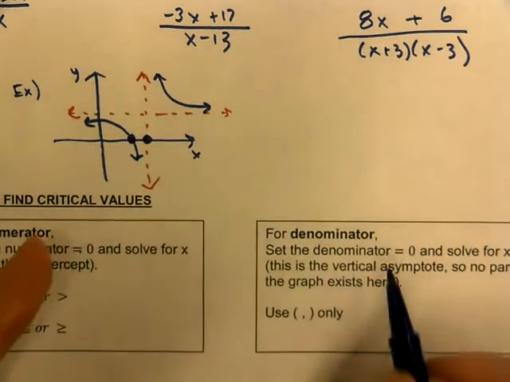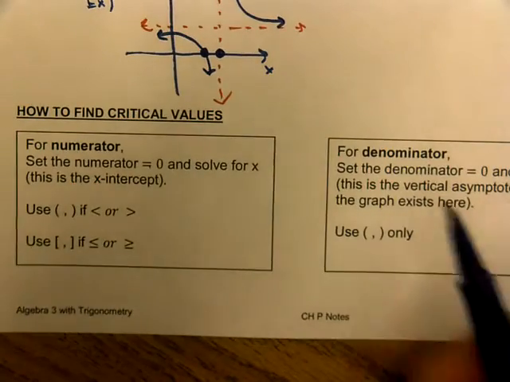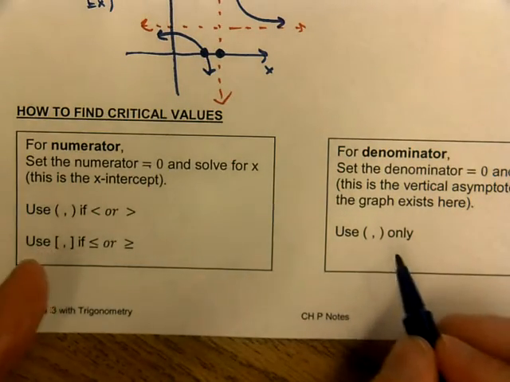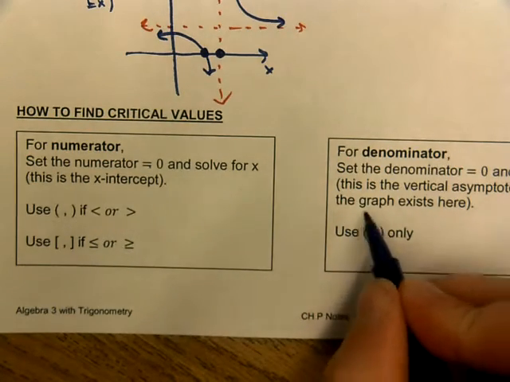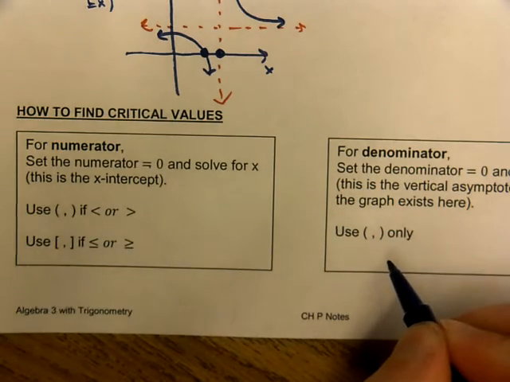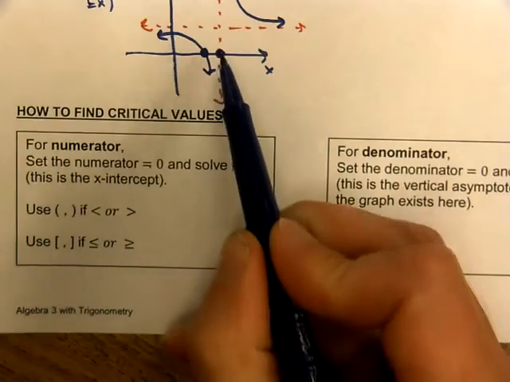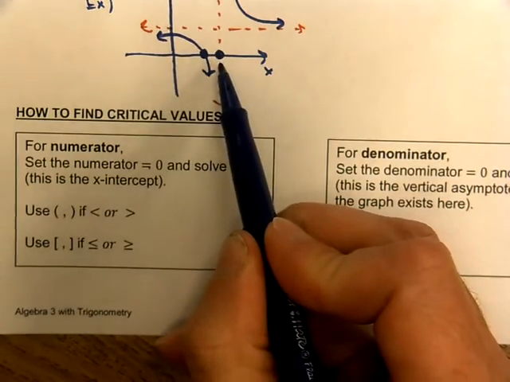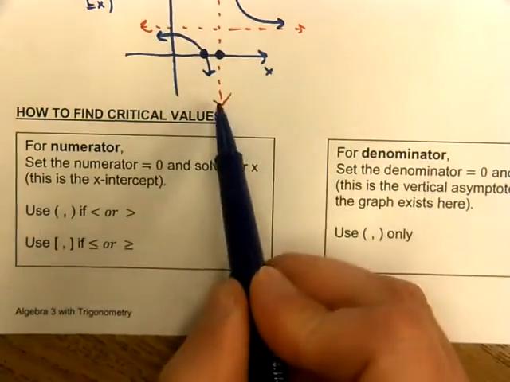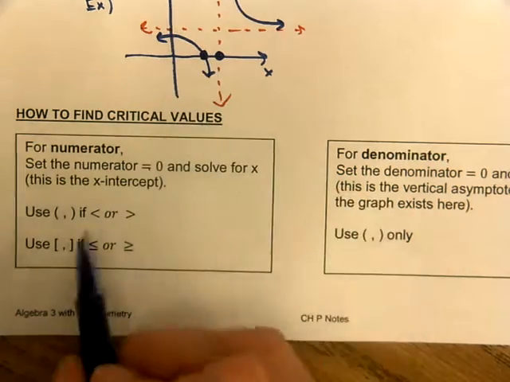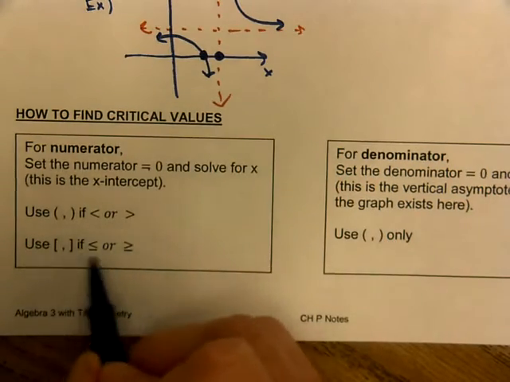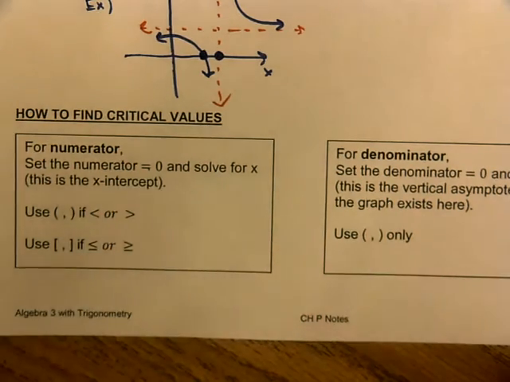And because they come from different places of the graph, that means that we have only certain kinds of options available for the brackets. So when we're talking about the denominator, we can only use the rounded brackets because that means we can go right up to that value, but we can't actually equal that value, because if we did, we would be at the vertical asymptote, and there is no part of the graph right there. But then the numerator is representing the x-intercept. So we can go right up to that value if we have the greater than or equal to sign or the less than or equal to sign. And we'll use those square brackets to represent those. So that's the overview.